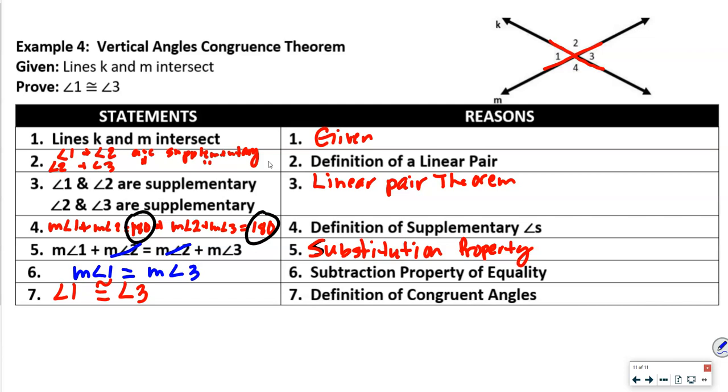Now, the only difference between steps 6 and 7 is we have measurements versus a congruent symbol, okay? So anytime we go from equal to congruence or congruence to equal, we're going to say definition of congruent something. Could be congruent angles, could be congruent segments. Y'all got me? Most of the time it's going to be congruent angles, but if it says definition of congruent angles, that could be going from equal to congruence or congruence to equal. Okay? That's it.